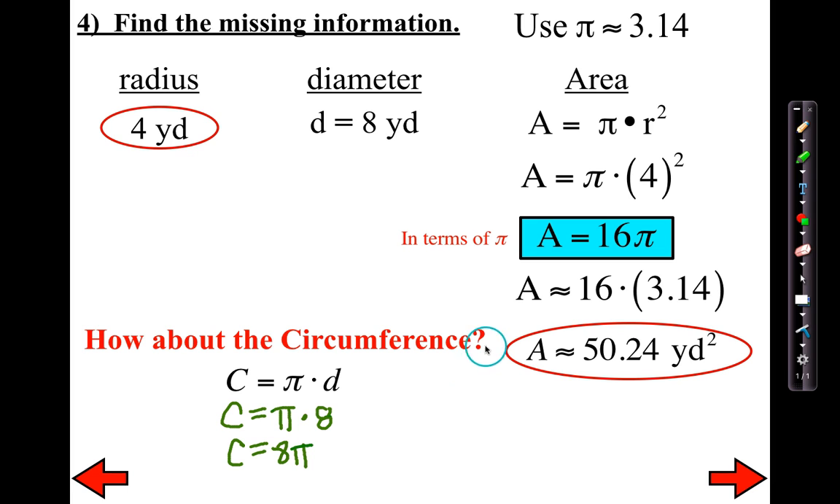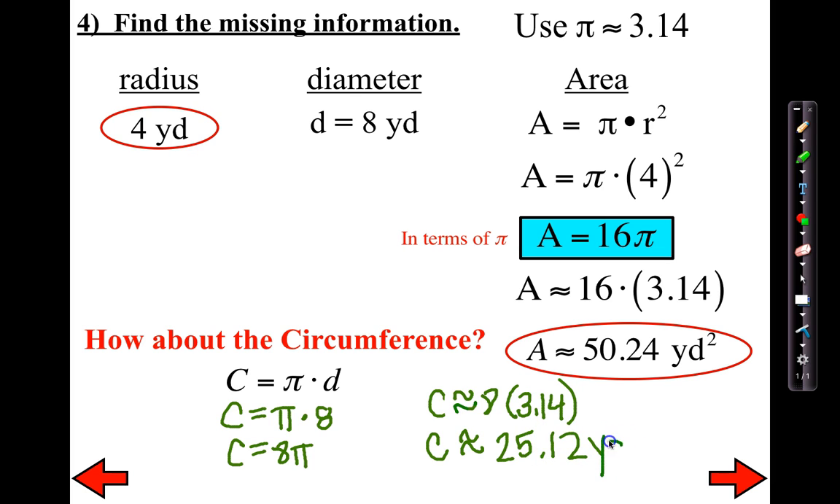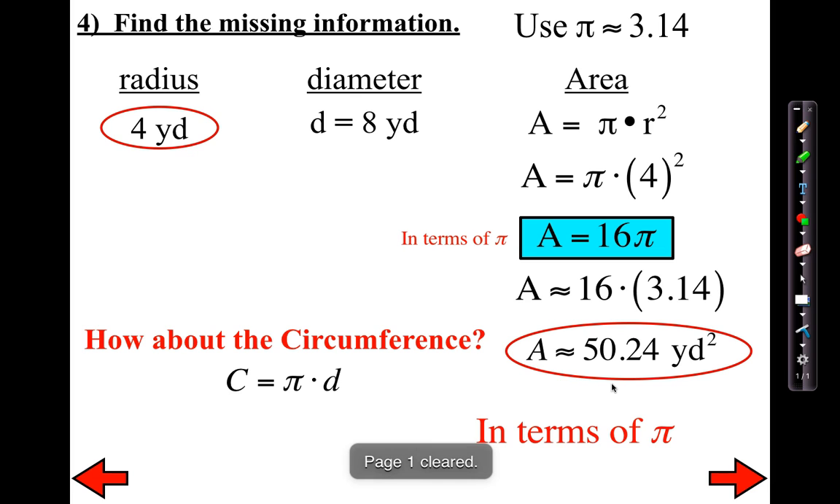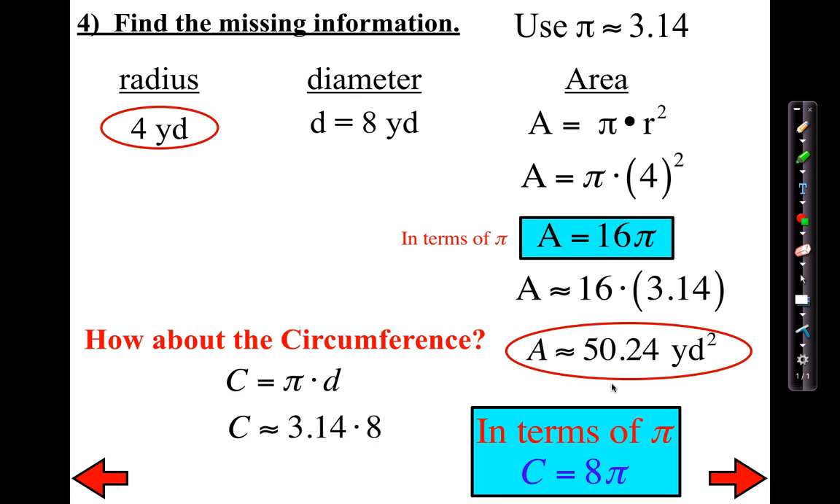However, if we were asked to write it as a decimal, I would do 8 times 3.14, and that's going to be approximately, it should be approximately, not equal, 25.12. And here it's just going to be yards. It's not going to be squared. So that is our answer there.